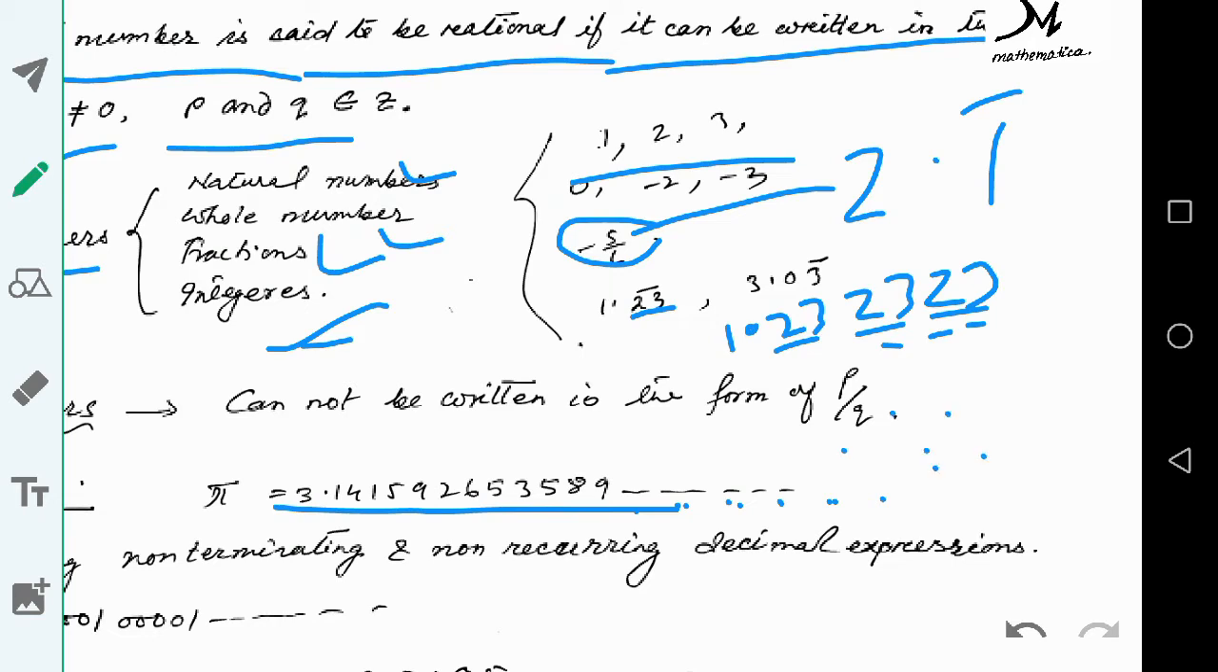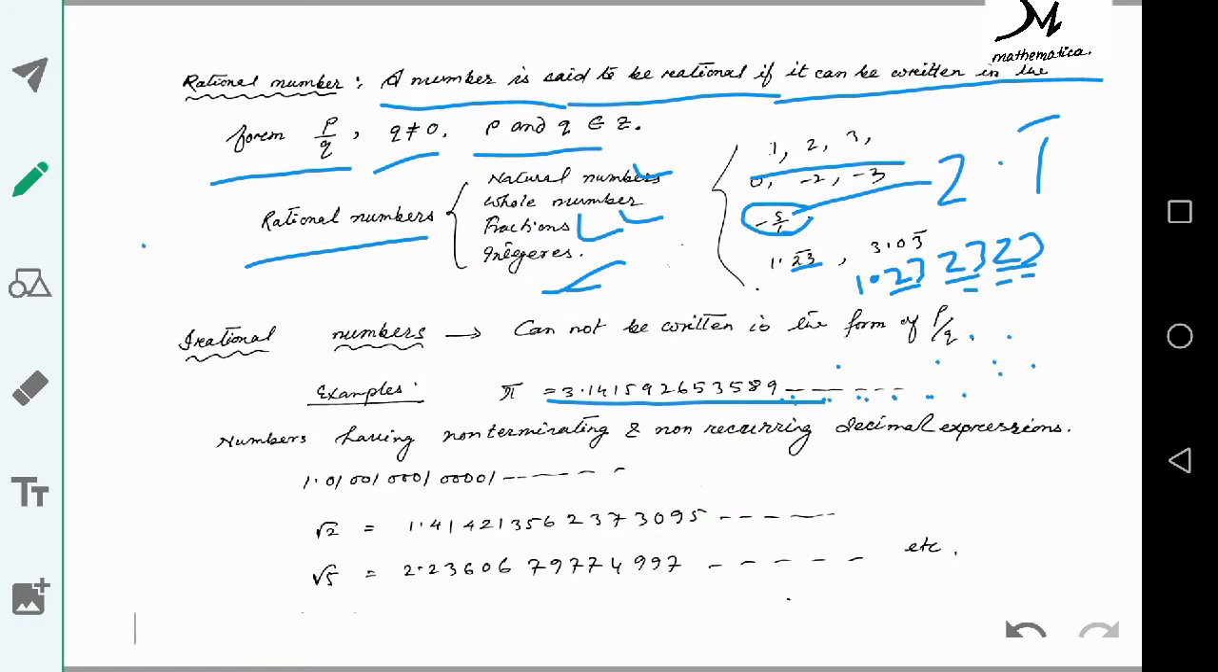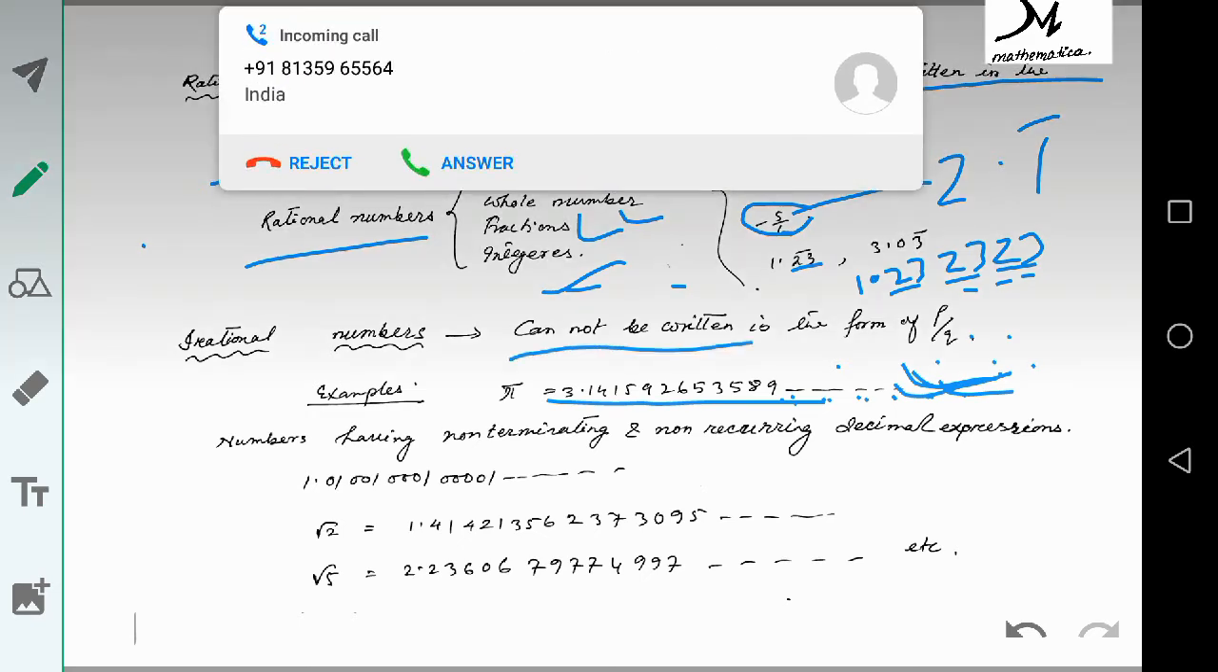If you observe the value 3.141592653, it is not repeating in a regular manner, so that's why it is non-recurring. Now you see, such a type of decimal expansion: numbers like pi having non-terminating and non-recurring decimal expansions, which cannot be written in the form of p by q, are called irrational numbers.